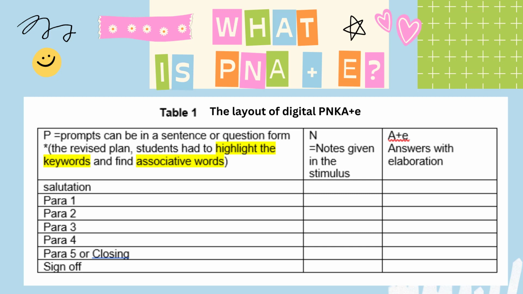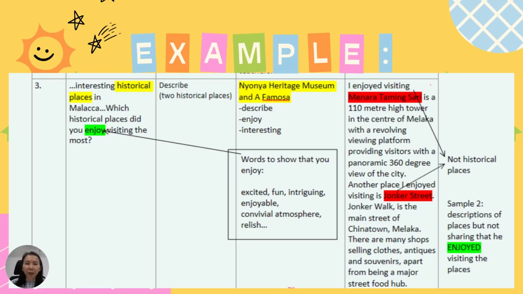Now, this is the layout of a digital PNA+E table. It has 8 rows with 3 columns. P stands for prompts. It can be in a sentence form or question form. N will be the notes given in the stimulus, and A+E will be the answers with elaboration. This is an example of a material that I used for my teaching and learning session.